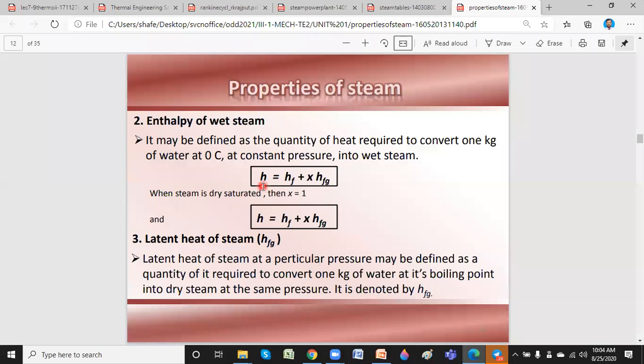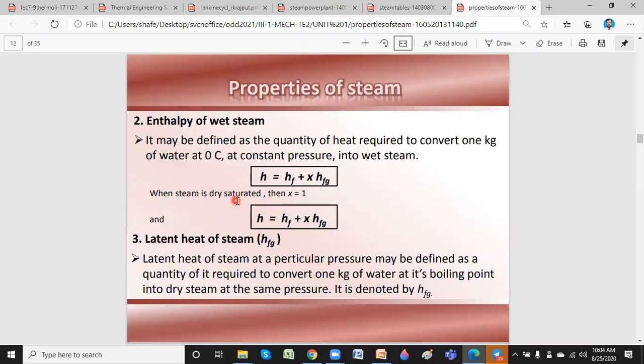What is the enthalpy of wet steam? H is the enthalpy of water plus X into HFG. Where can I get HFG? I can get HFG from the steam tables, that's the latent heat. HF I can get from the steam tables again, that is the water. The only thing unknown here is X, where X is called the dryness fraction.